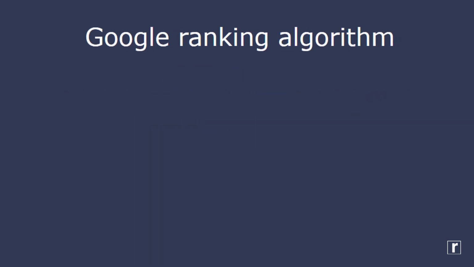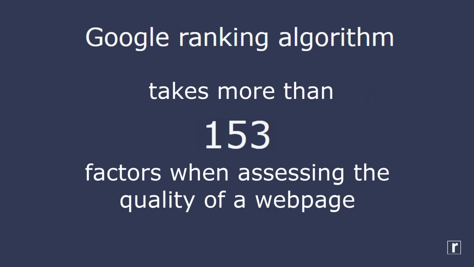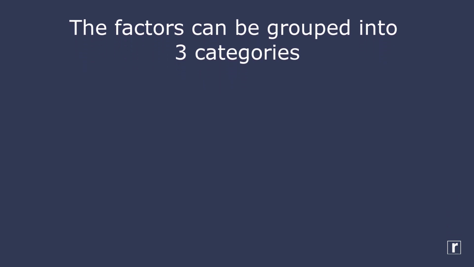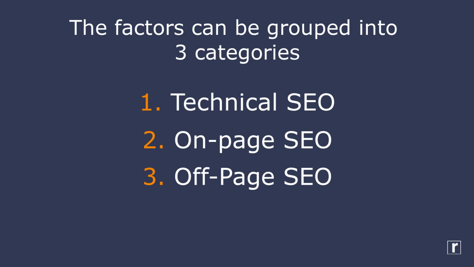There are many SEO rules. In fact, the Google ranking algorithm takes into account more than 255 factors when assessing the quality of a web page. To make it easier to handle, the various factors can be grouped into three categories: technical, on-page, and off-page.